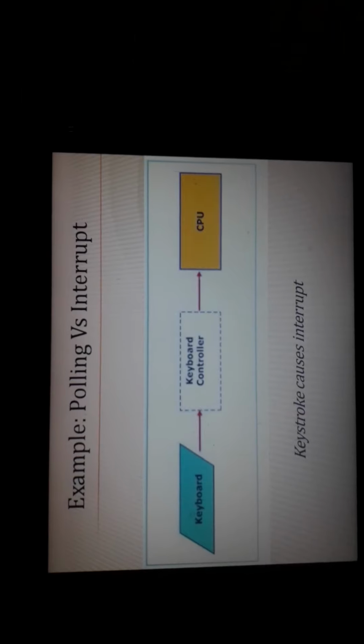Here we are looking at an example of polling versus interrupt. This is how the interrupt works. When a key press is detected, the keyboard controller will send an interrupt to the CPU. You can see the direction: when a key is pressed, it sends a signal to the keyboard controller, and from there it goes to the CPU. Whenever a key press is detected, the CPU responds back through the INT acknowledgement pin to the keyboard, and then reads the value of the keyboard.